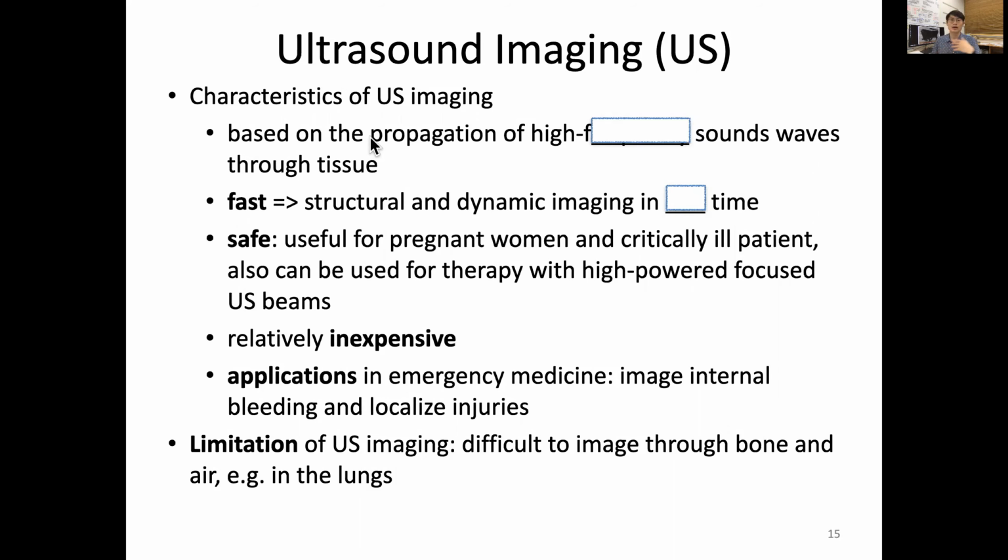So this ultrasound is based on the propagation of high frequency sound waves through the tissue. And ultrasound imaging, as I'll discuss, can be done very fast. What that means is it not only gives us structure, but also dynamic changes of the tissue or structure in real time, which means within the interest of our attention, we can see the changes properly.